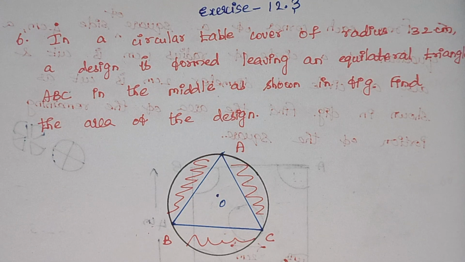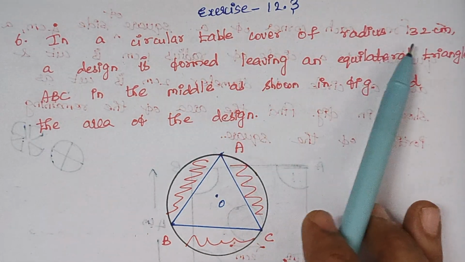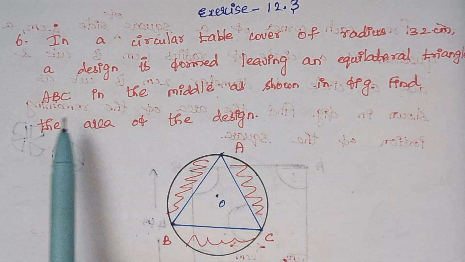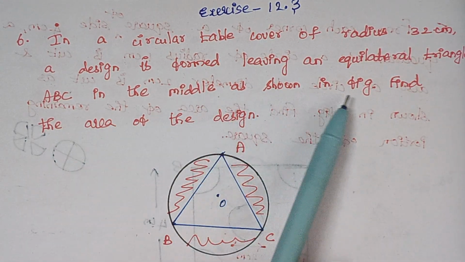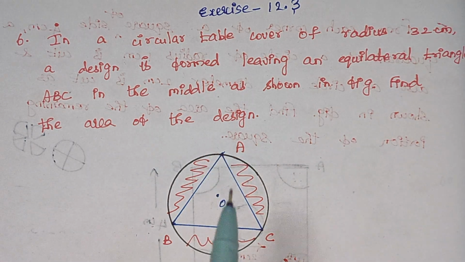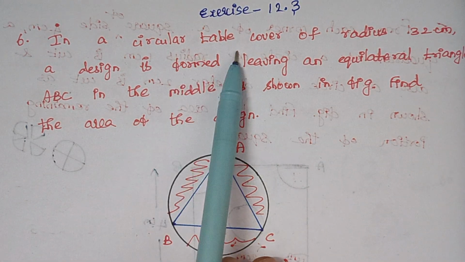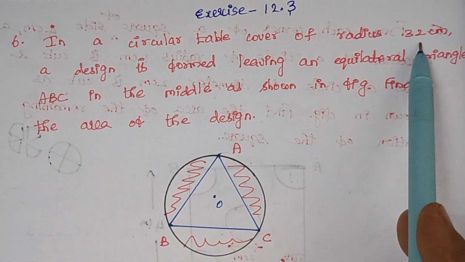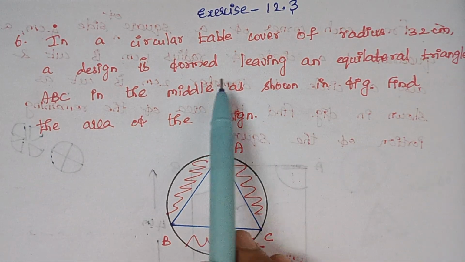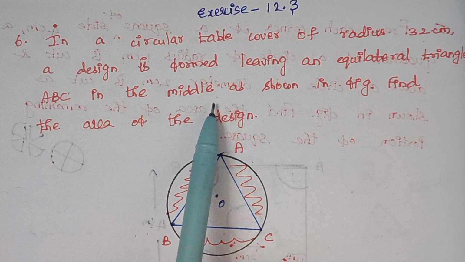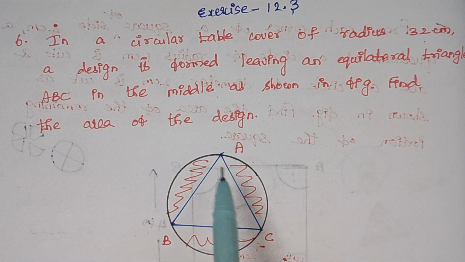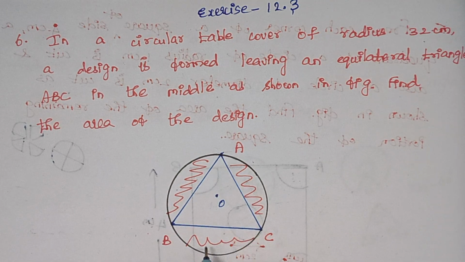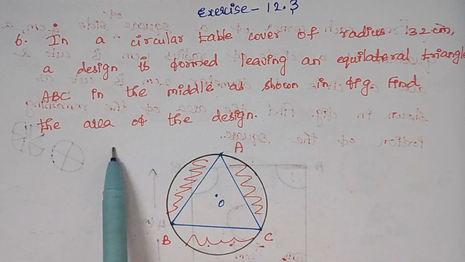Problem number 6. In a circular table cover of radius 32 cm, a design is formed leaving an equilateral triangle ABC in the middle as shown in the figure. Find the area of the design. So here we have a circular table, right? There is a circle whose radius is 32 centimeters and a design is formed leaving an equilateral triangle in the middle. Leaving this equilateral triangle, there are designs, right? So find the area of the design.